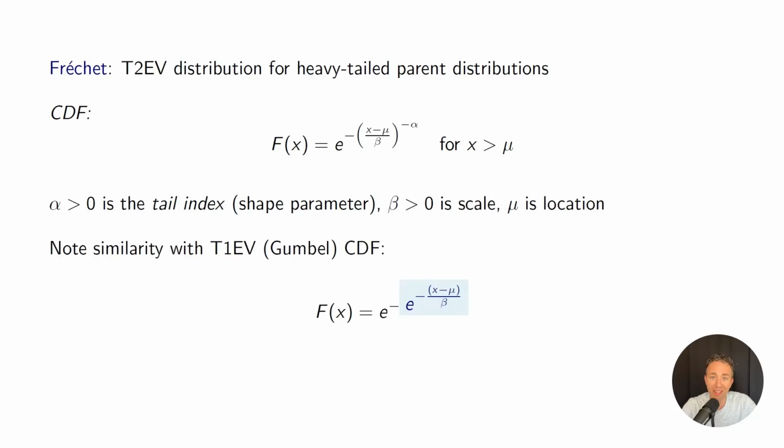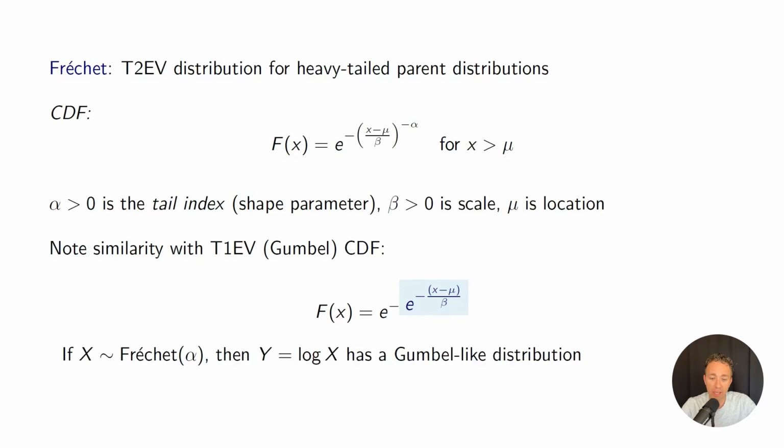I wanted to point out the similarity with the type 1 extreme value distribution, or the Gumbel distribution. You can see in this blue highlighted section, we have the Fréchet distribution function without the exponentiated negative alpha. And that whole thing is exponentiated with the negative to get the Gumbel. So what this ends up meaning is that if x has a Fréchet distribution, then the log of x is going to have a Gumbel type distribution. As you can see, it doesn't exactly add up quite as nicely, but more or less you can think of Gumbel as being log Fréchet.